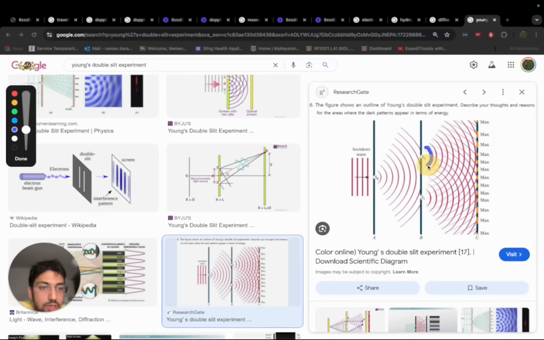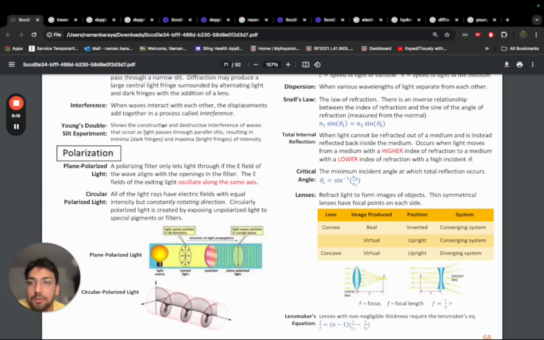The reason is that these electrons are interacting with each other, and when they interact, they cause these little parts of darkness. But there are also places where the positive of this is interacting with the negative of this, and they're interfering with each other in a way that there are no electrons hitting that area. That's why you get these dark spots and light spots right next to each other, and that's Young's double slit experiment. It shows the constructive and destructive interference of waves that occurs as light passes through parallel slits, resulting in minima, which are the dark fringes, and maxima, which are the bright fringes.